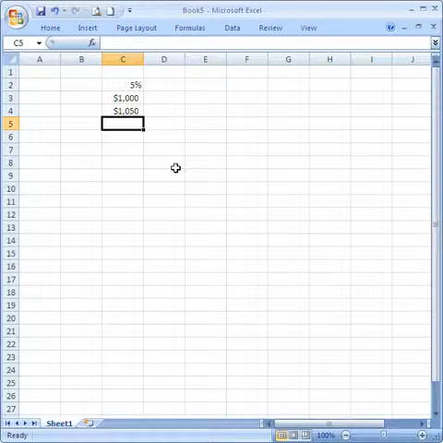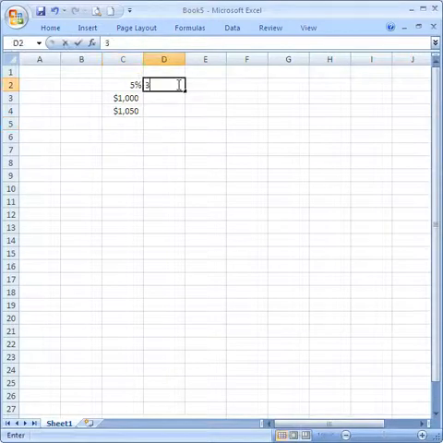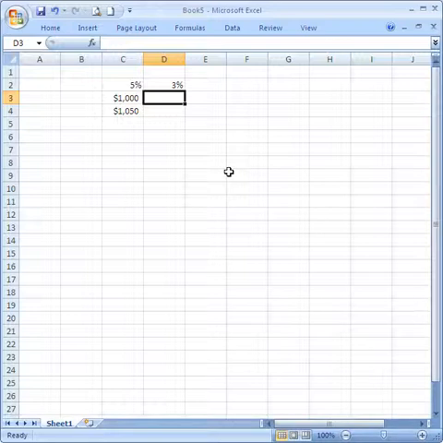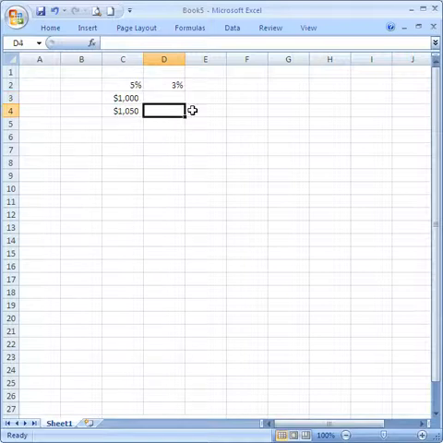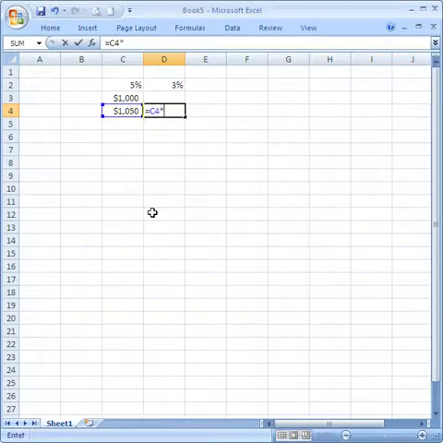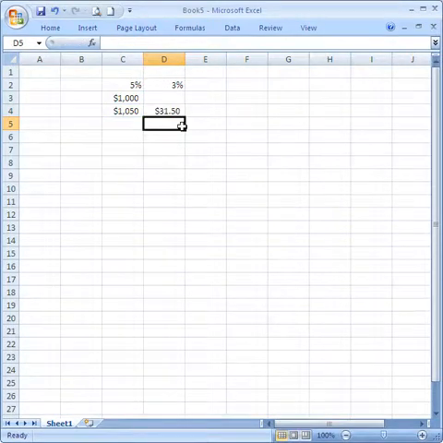But this company pays a dividend of 3%. That means that at the end of each year, it sends us 3% of the value of our stock. At the end of the first year, that value is $1,050. And the 3% of it that the company is willing to pay us as a dividend is $31.50.